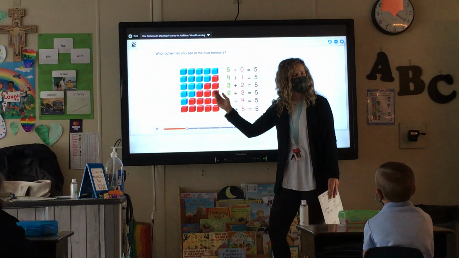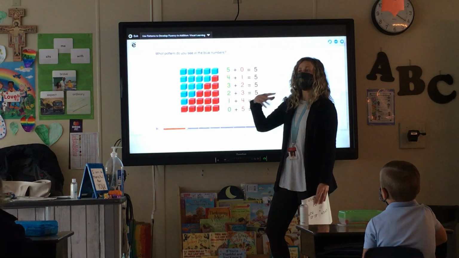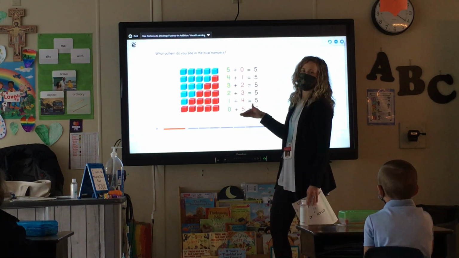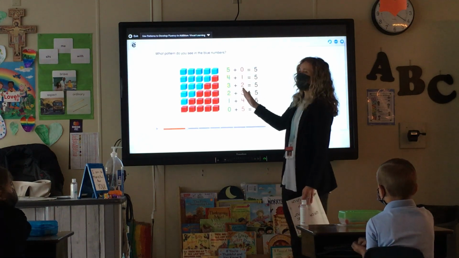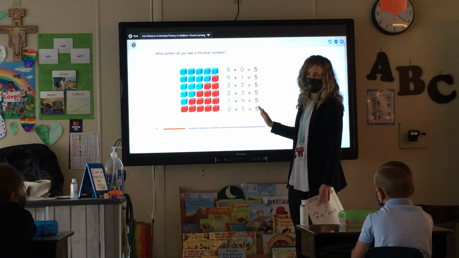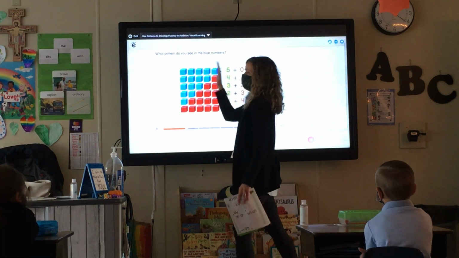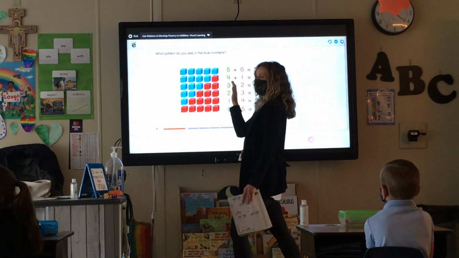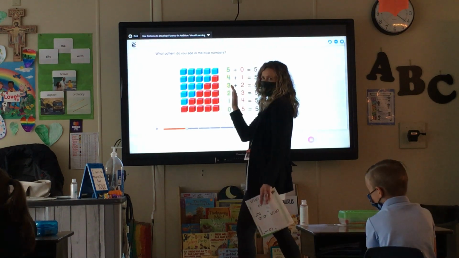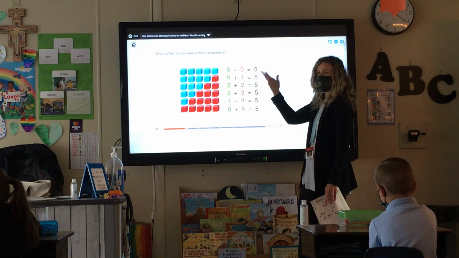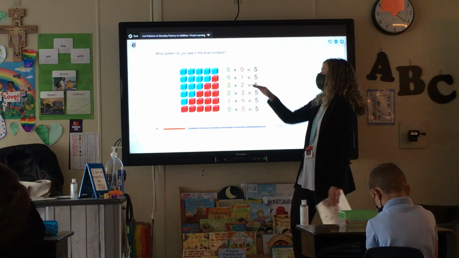Is this kind of familiar? Remember we did this one when we thought of ways to make 5? Same thing, but now we're going to be doing it with addition. We're just going to be adding our plus sign and our equal sign in. So before, remember we would have on one side 5 and 0, 4 and 1, 3 and 2, right? But now we're going to make it with an equation. Same numbers, but we're going to make it into that addition sentence.